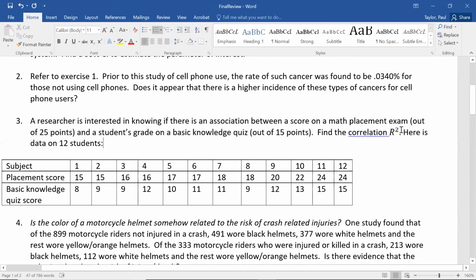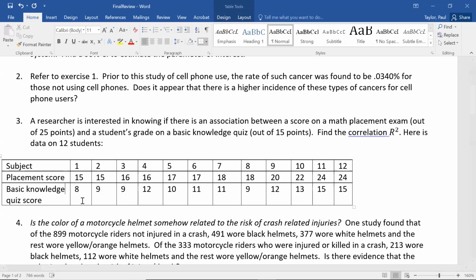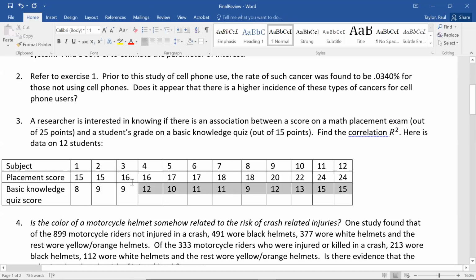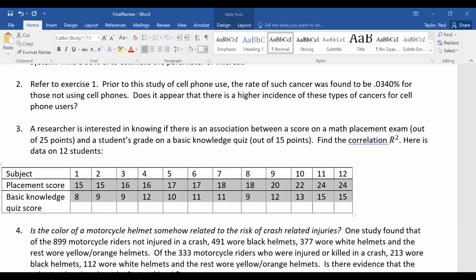Okay, so I want to find the correlation R squared. So we have 2 numbers for each student here. We have their placement score number and their basic knowledge quiz number. So we're keeping track of 2 variables, and they are both quantitative. And we've only done one statistical analysis method where we have 2 variables and they're both quantitative, and that's linear regression. And that's also the only place we had an R squared number. So this is a linear regression question. We have to put these numbers into our table and run a linear regression.